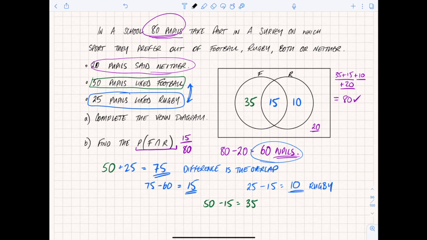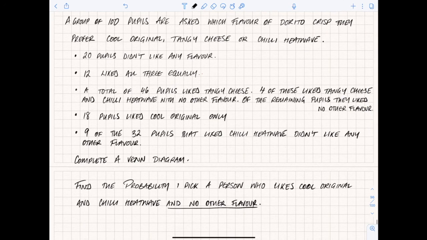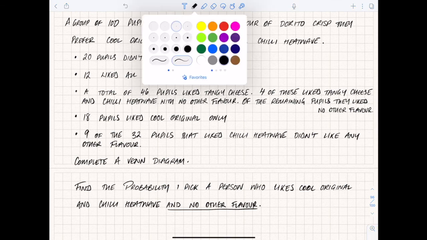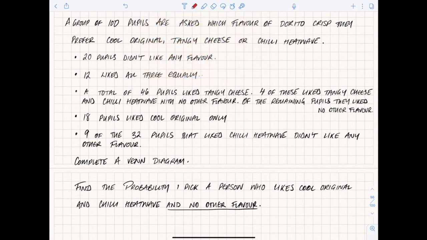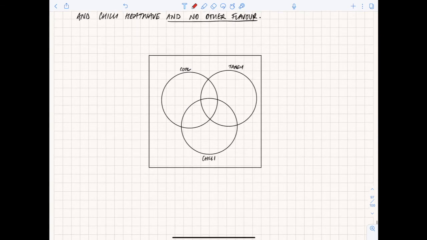Okay, moving on then, let's have a little look at what this looks like with a three-way Venn diagram. So the reason we know it's a three-way Venn diagram is because actually in this sentence, a group of 100 pupils are asked which flavour of Dorito crisp they prefer. So we've got cool original, tangy cheese, or chili heatwave. So they're your three different values. So in your Venn diagram, it's going to look like that.